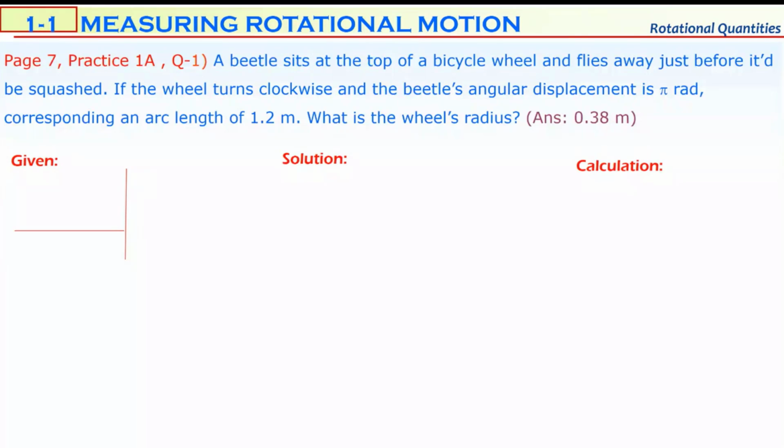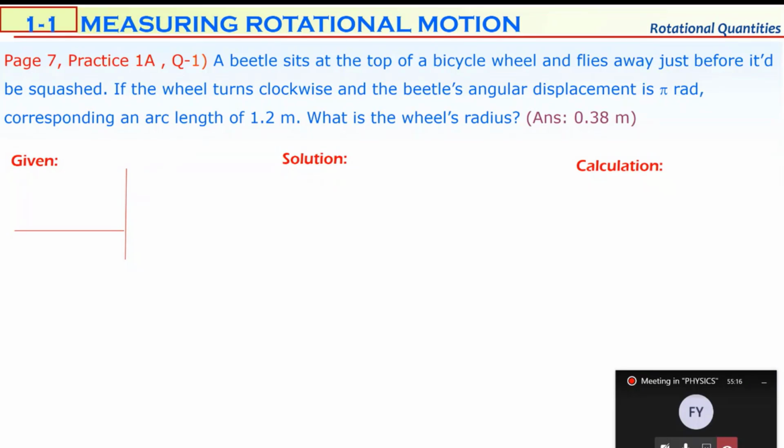And let's go with the practice problem. A beetle sits at the top of a bicycle wheel and flies away just before it would be squashed. So the bicycle wheel is turning, and the beetle is sitting at the top, and as it is turning, it flies off just before being squashed. If the wheel turns clockwise, that is negative. And the beetle's angular displacement is pi radian. So delta theta is pi radian.